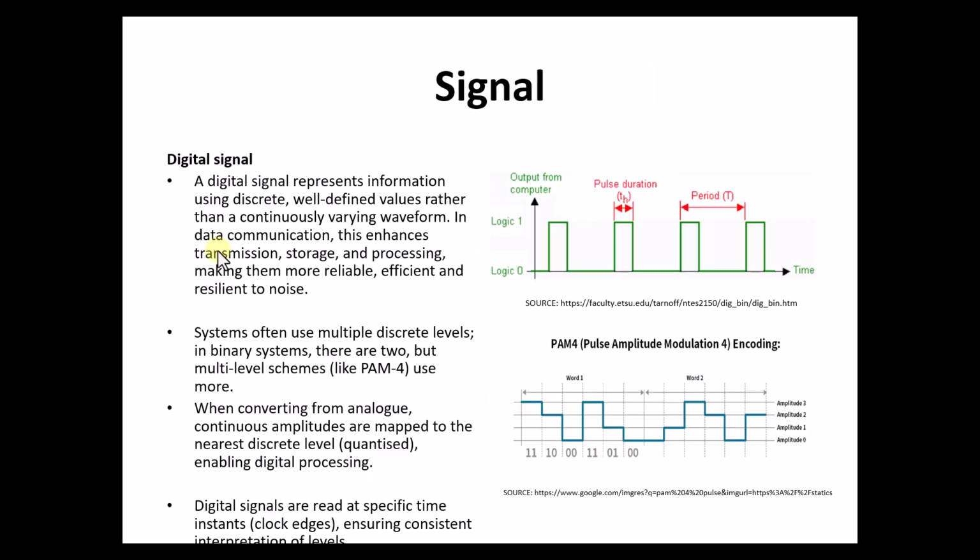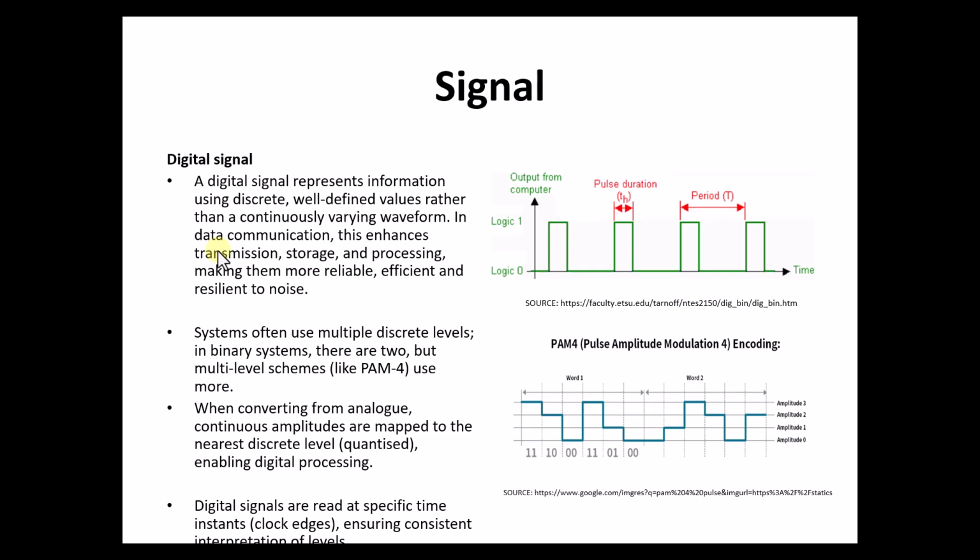Now let's look at what a digital signal is, and then after this I'll look at what we mean by sampling and quantization. A digital signal represents information using discrete, well-defined values rather than continuous varying waveforms. In data communication, this enhances transmission, storage, and processing, making them more reliable and efficient and resilient to noise.